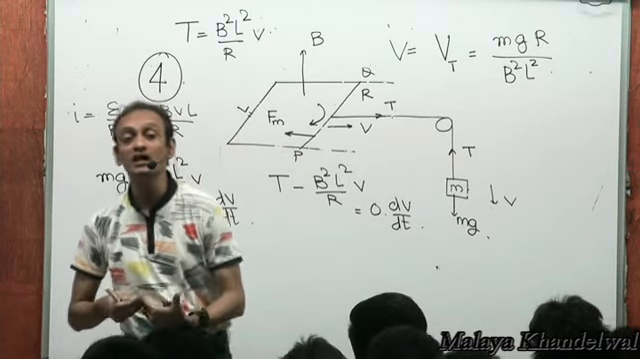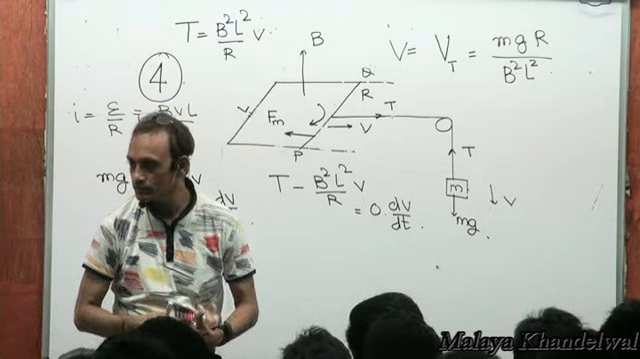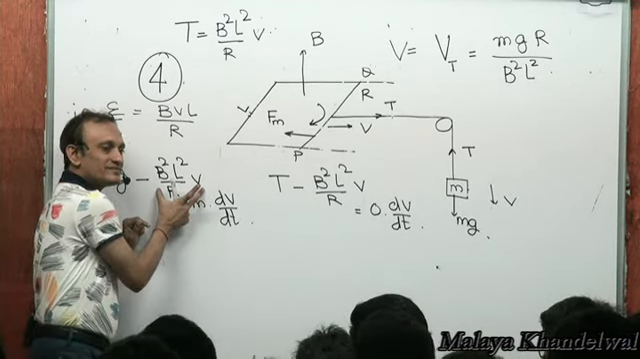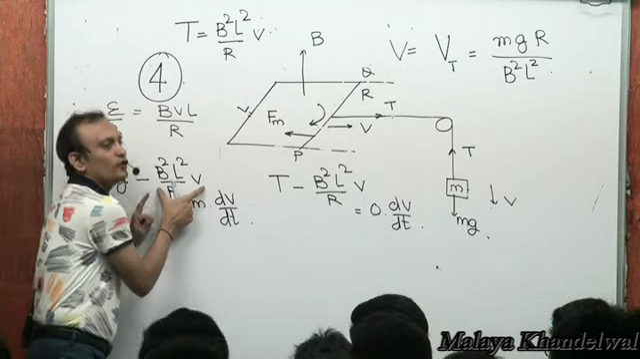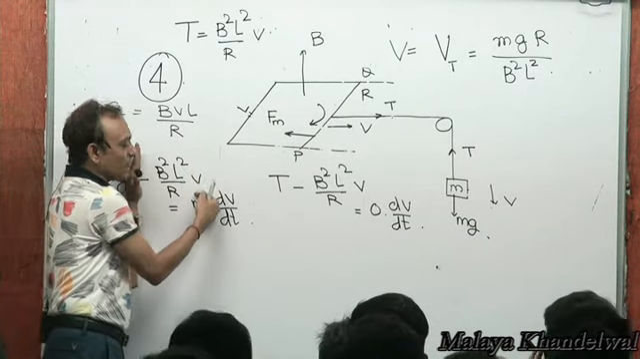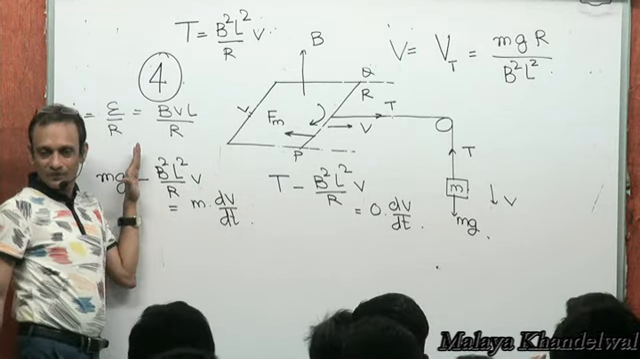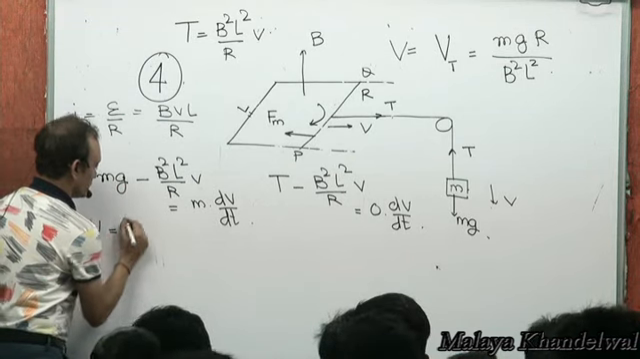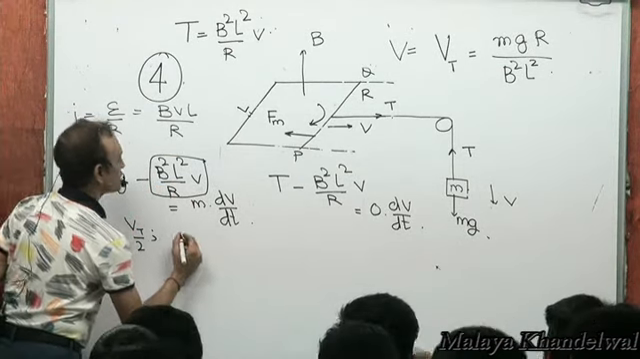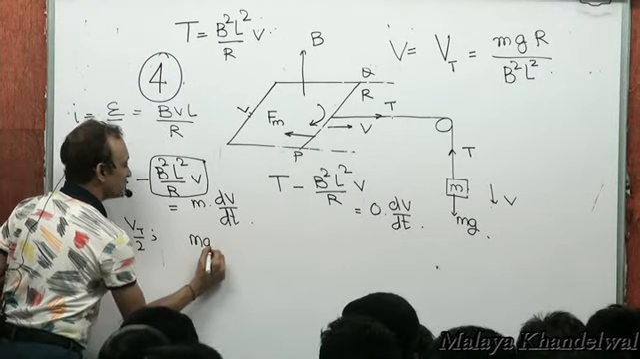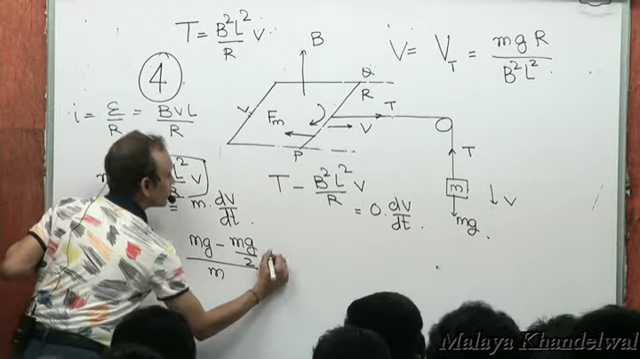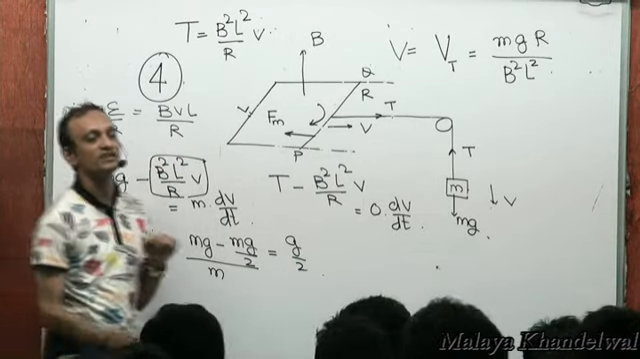I want to find the acceleration of the mass when V is half of V terminal. Do you all understand this? Now, when V is V terminal, this is equal to mg. When V is V terminal by 2, this will be equal to mg by 2. Yes or no? So the net force acting is going to be mg minus mg by 2. That divided by mass m will give me the acceleration g by 2 of mass m when V is V terminal by 2.